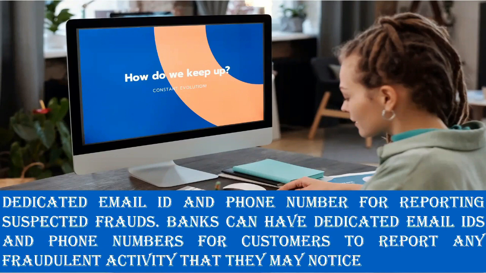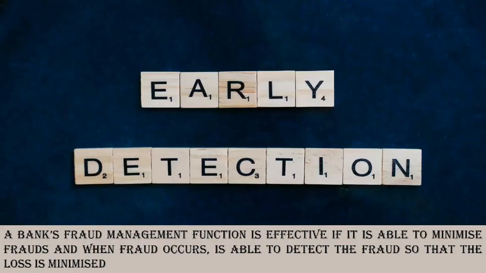So the bank can have a dedicated email ID and phone numbers for the customers to report any fraudulent activity that they may notice. A dedicated team can be created to reply to customer queries and concerns through the above email IDs. Phone banking officers and branch staff should also be trained on responding to these customer queries and concerns on frauds. Next is early detection.